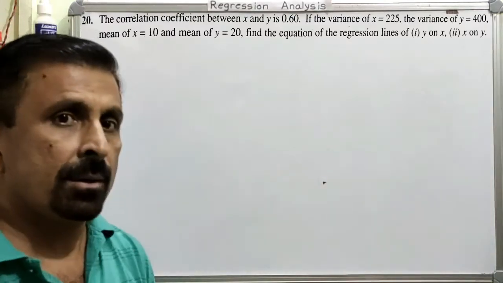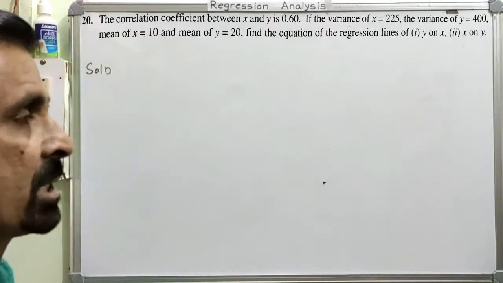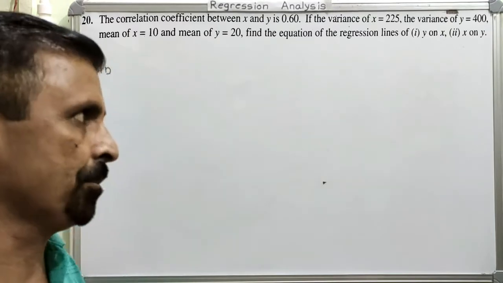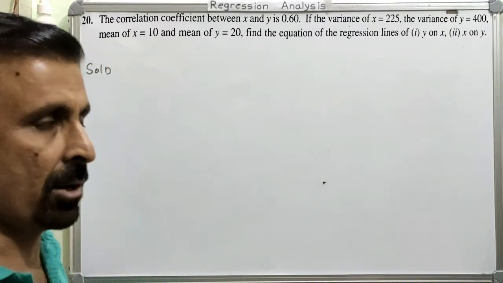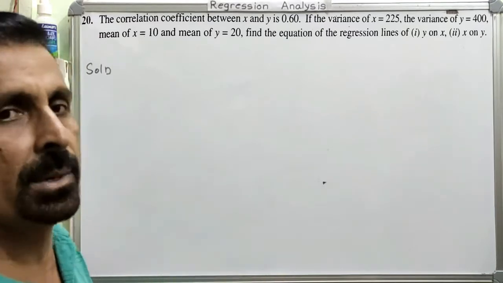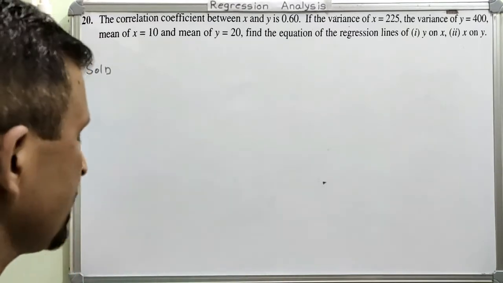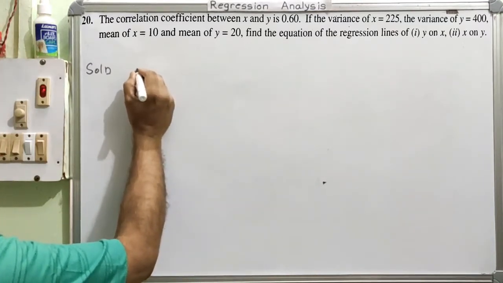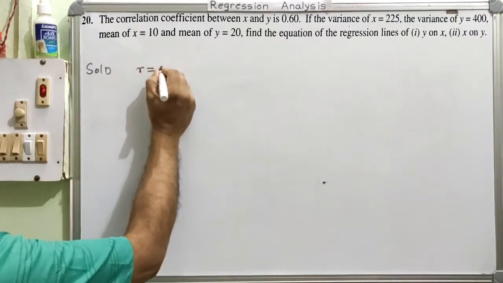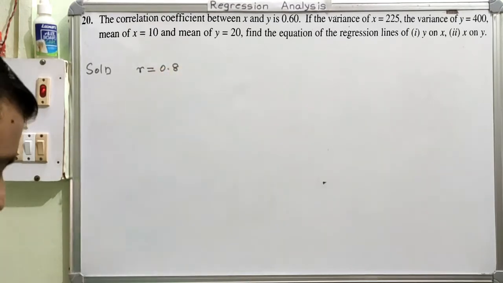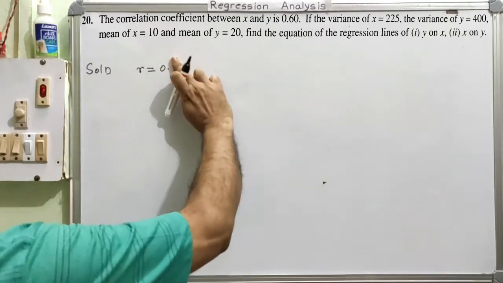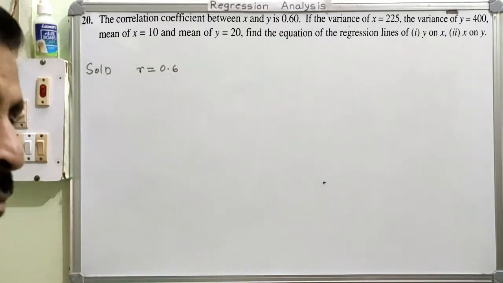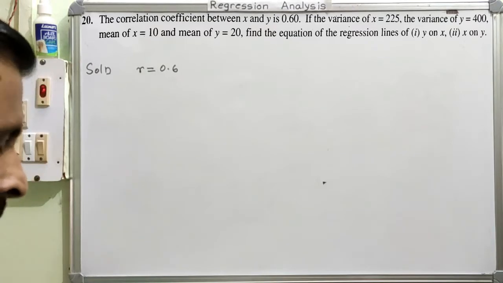So, you have seen the question. The question is to find the equation of the line of regression. We will see that part later on, but first of all, let us write down all the information that we have. The first information is the correlation coefficient, that is r, which is given as 0.6. Next part of the question is given as the variance of x.